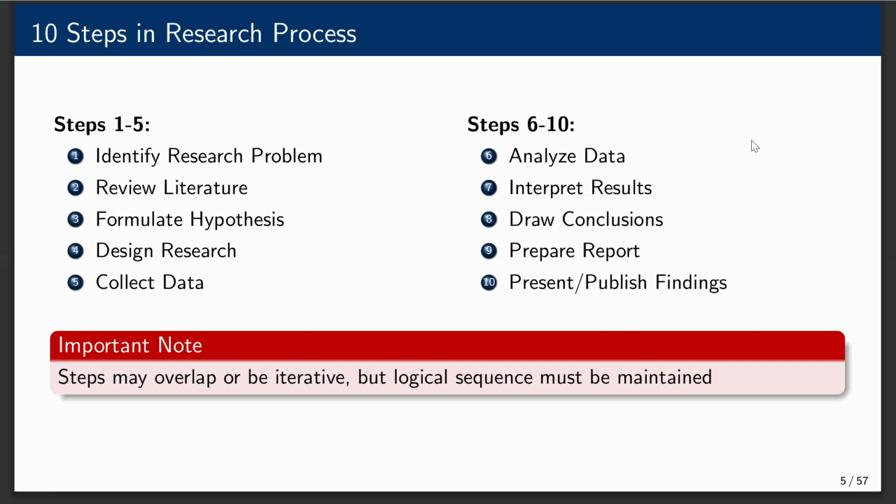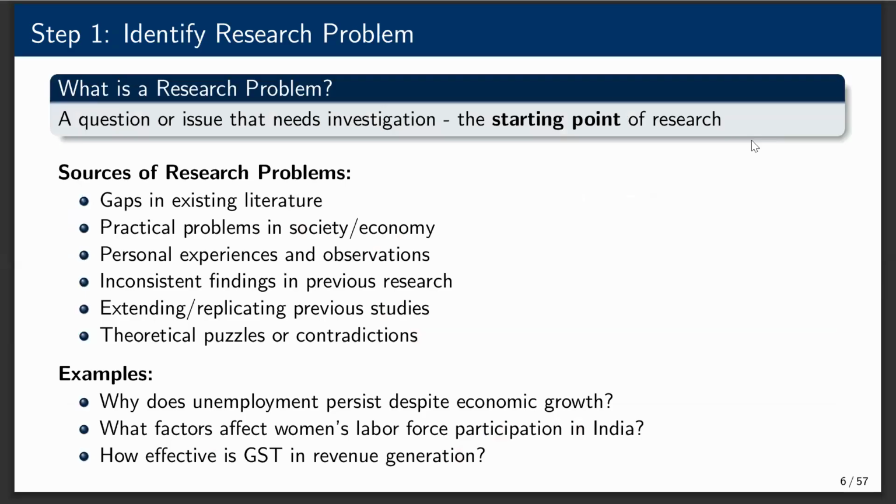So some steps may overlap or may be iterative, but the logical sequence must be maintained, right? Of course, you cannot present or publish findings before you identify the research problem. So sometimes some steps may overlap, but largely they will be in order, steps 1 to 5 and steps 6 to 10. Correct?